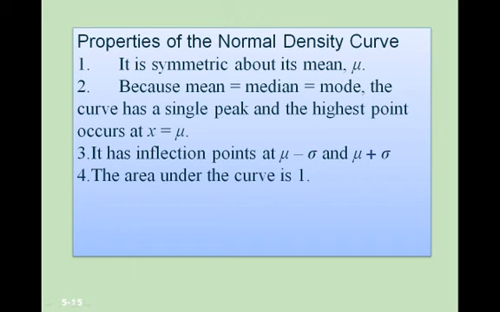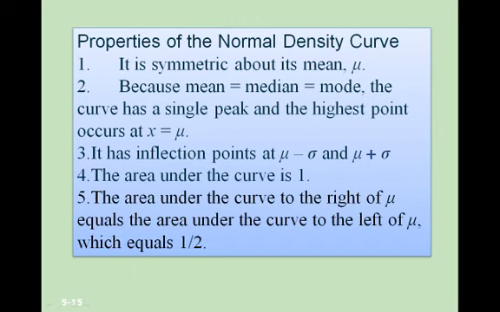4. The area under the curve totals to 1. 5. The area under the curve to the right of the mean equals the area under the curve to the left of the mean, which equals 1/2. So the mean divides the curve exactly in half.